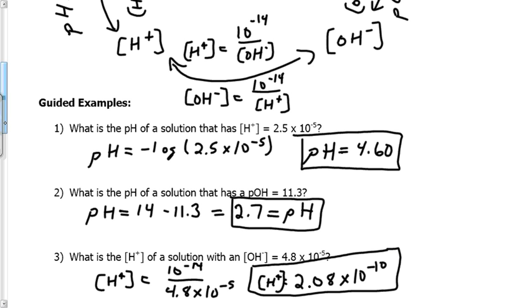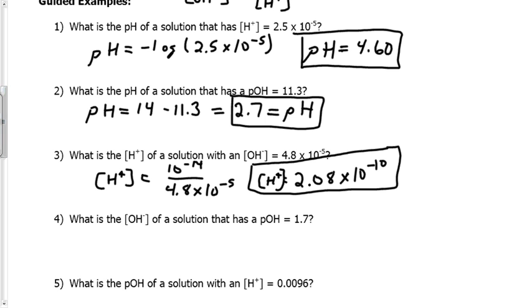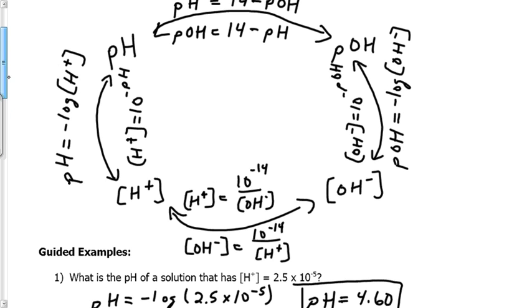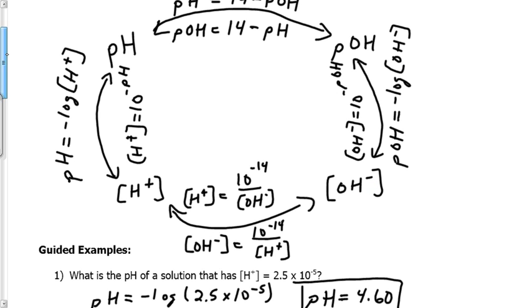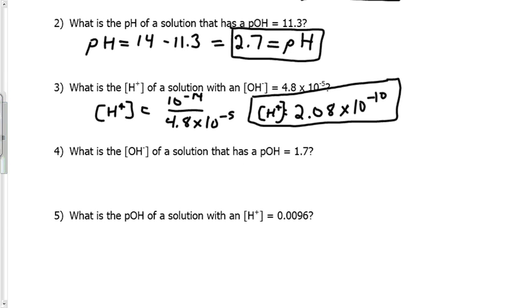All right, just two more. The second to last one. What is the concentration of OH minus of a solution that has a pOH of 1.7? So if we go back up, we're converting between OH minus and pOH, and we know pOH. So here, we know pOH, we're trying to find OH minus. So OH minus is equal to 10 to the negative pOH. So concentration of OH minus is equal to 10 to the negative pOH, 1.7.